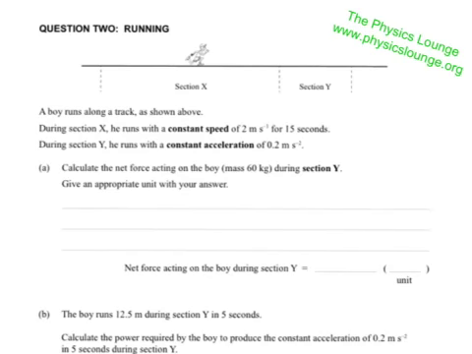Question 2, we're looking at someone running. A boy runs along a track as shown above. During section X, he runs with a constant speed of 2 meters per second for 15 seconds. So the amount of time it takes him is 15 seconds, and he's running at 2 meters per second during section X. Okay, there's the advantage of having different colours.